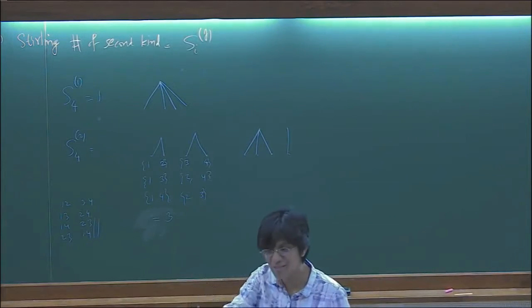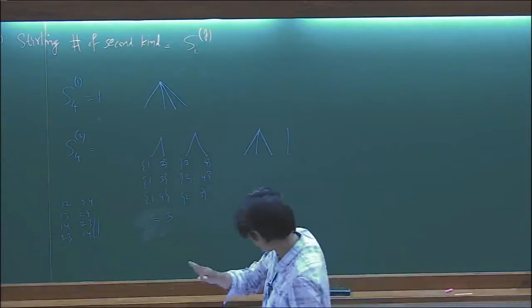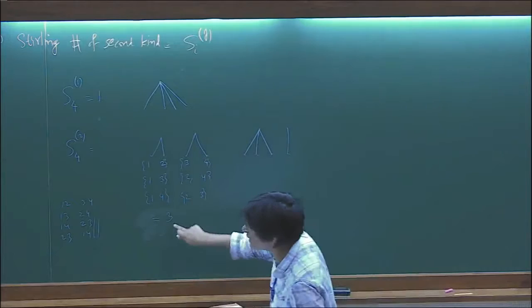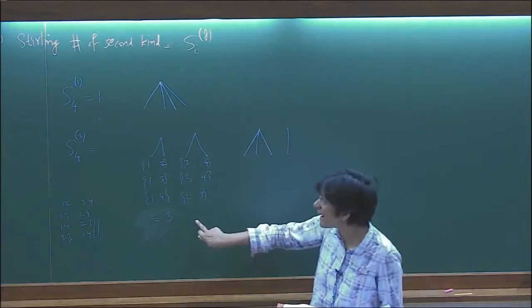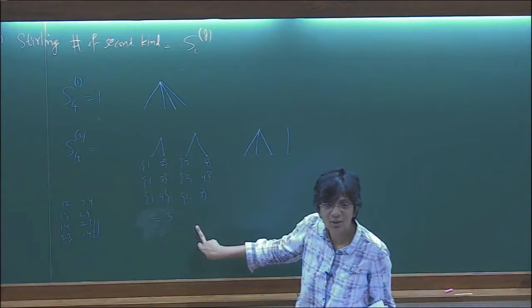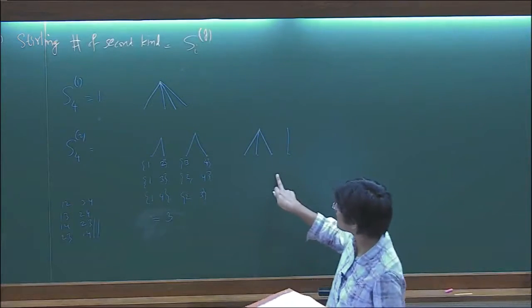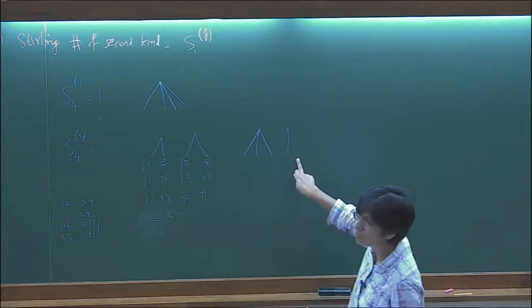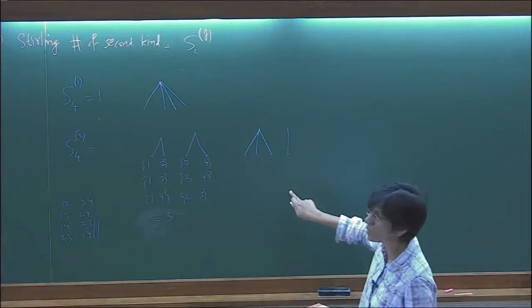Okay? What about this one? 1, 2, 3, this could be 4, and so on. So 4, 3, 2, and 1, this could be. So this is easy, this is 4. Okay, so S42 is 7. Very quickly, S43.